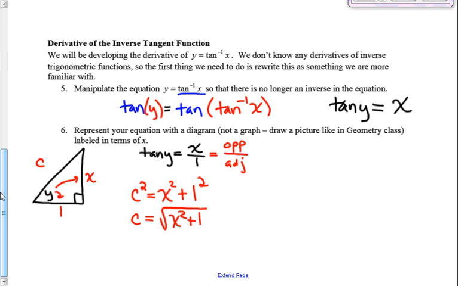So I'm going to replace my c in my triangle, and I'm going to put in the square root of x squared plus 1. That's my hypotenuse. So I've done my geometry for the day. We're going to move on and do some more calculus. However, we are going to come back and reference this triangle. So turn the page to number 7.